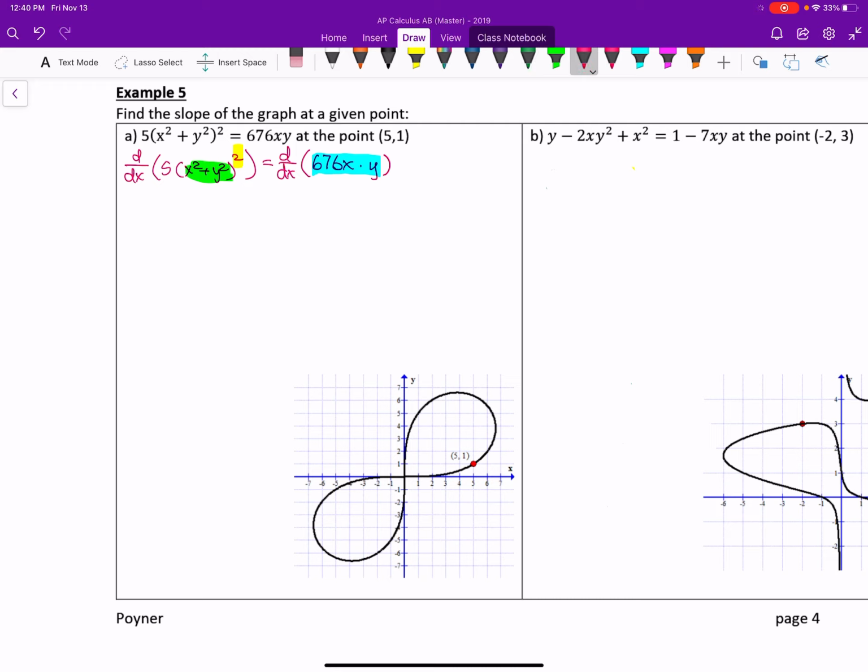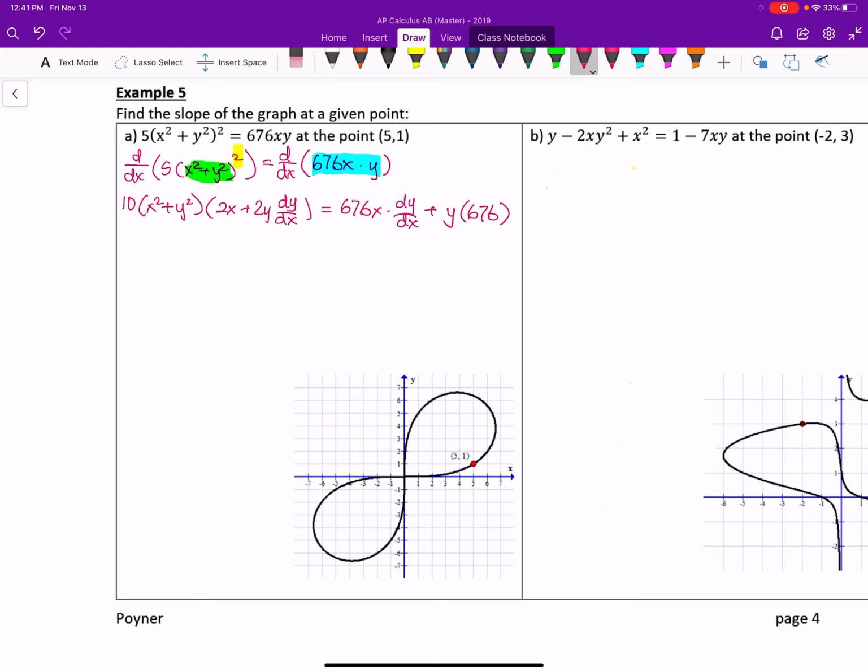So to get started, we're going to give us 10 times x squared plus y squared to the first power, that's the outer function, times the derivative of the inner function, which is going to give me 2x plus 2y. Don't forget the chain rule for that as well, dy dx, is equal to, and then using the product rule on the other side, it's going to be 676x times the derivative of y, which is dy dx, plus the second times the derivative of the first, which is 676.